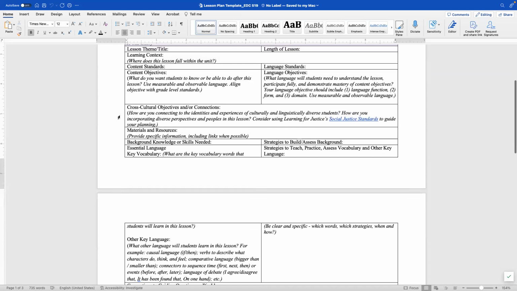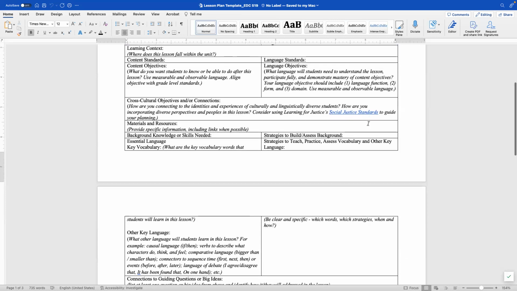Here we have a section for you to connect to cross-cultural objectives or connections. So this is where you're thinking about how you're connecting to the identities and experiences of your culturally and linguistically diverse students, and how you're incorporating diverse perspectives and people in the lesson. I highly encourage you to check out this resource, the Learning for Justice's Social Justice Standards, as a way to guide your planning. You can include some of those standards here if you'd like, but it helps you to think about how you're connecting to students' identities and experiences and thinking about social justice in your teaching.